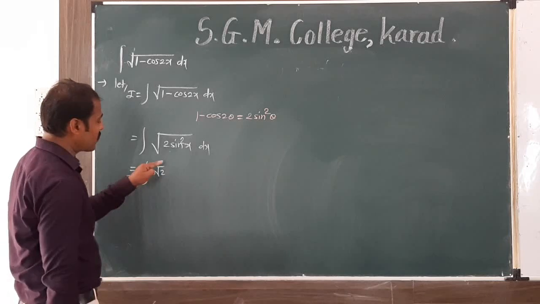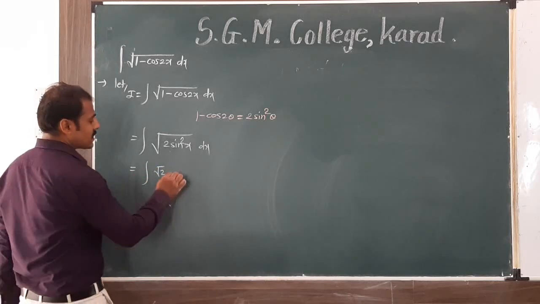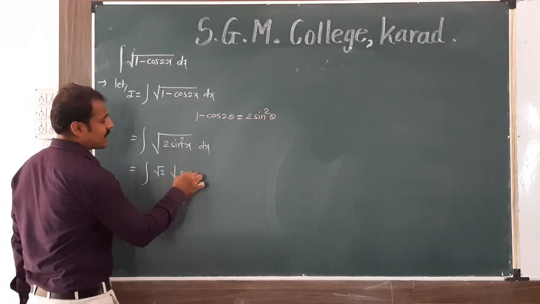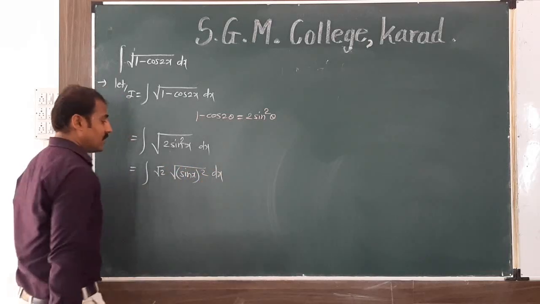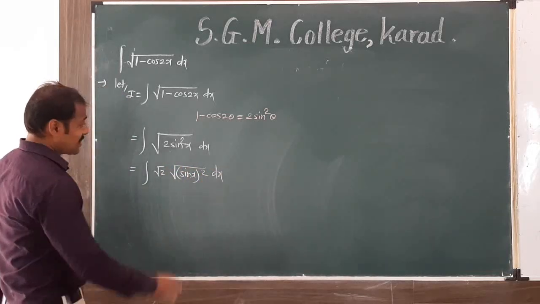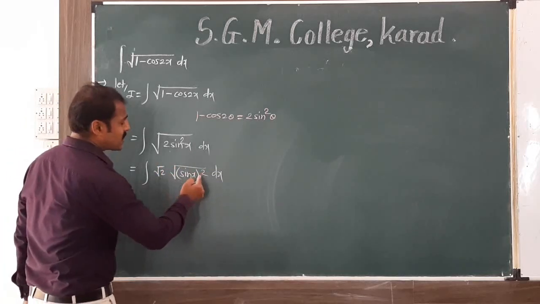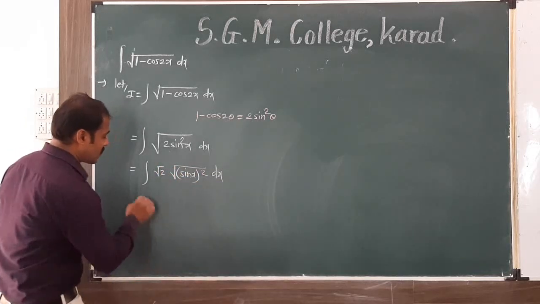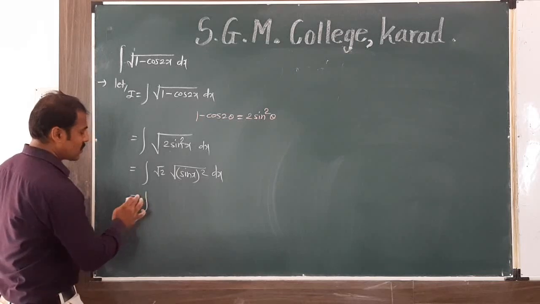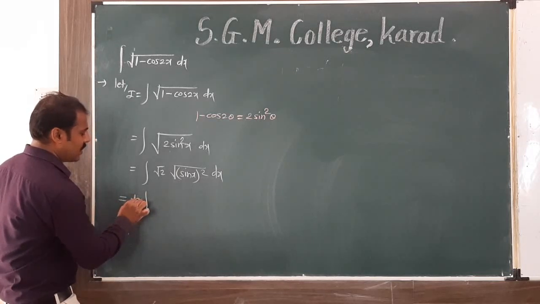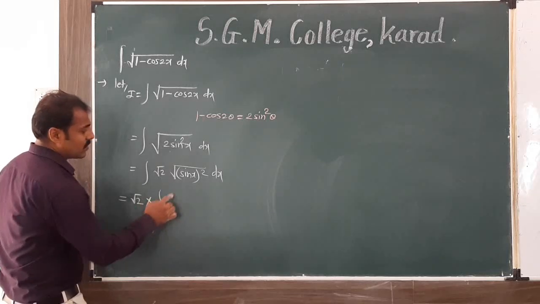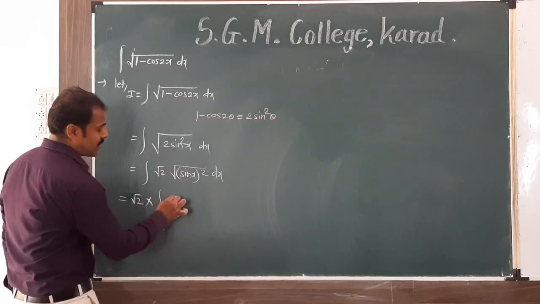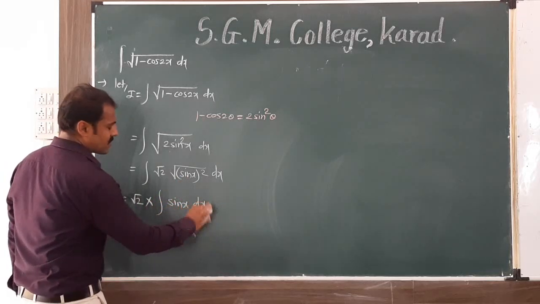Okay, square root of 2 is root 2, and square root of which term? Sin square x means sin x bracket square. Okay, look at here. Sin square x can be written as sin x bracket square. The square root gets cancelled. The integration becomes root 2, which is constant, take it outside the integration sign, into the square root, which gets cancelled. What's remaining here? Sin x dx.